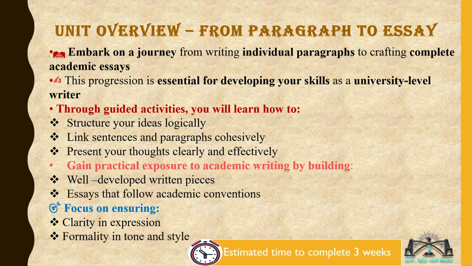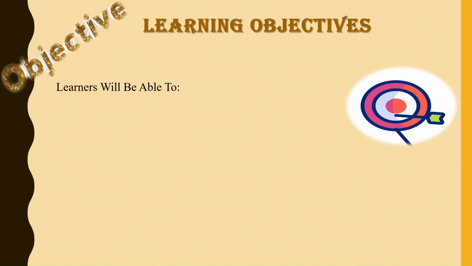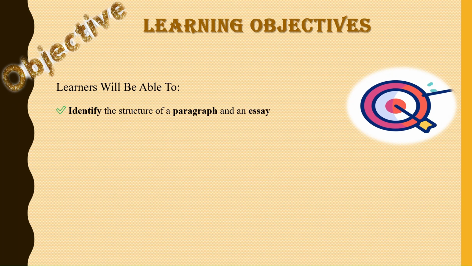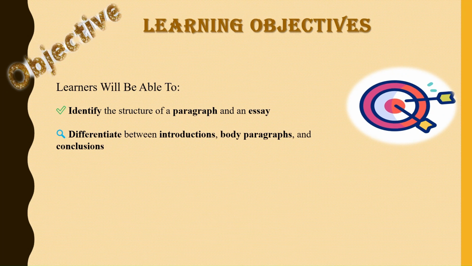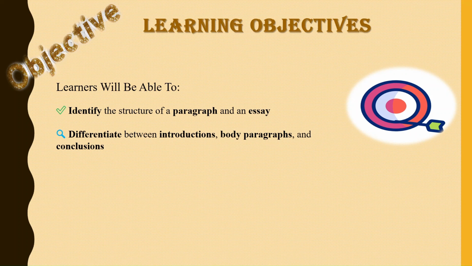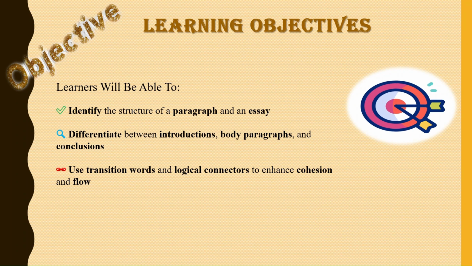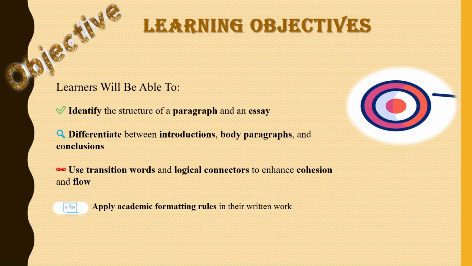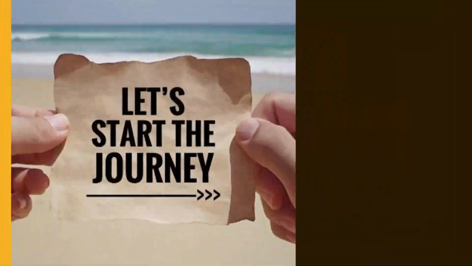The estimated time to complete this unit is 3 weeks. Now let's talk about the learning objectives. By the end of this unit, you will be able to do much more than just write paragraphs. You will be able to identify the structure of a paragraph and an essay. You will clearly differentiate between introductions, body paragraphs, and conclusions. You will also use transition words and logical connectors to make your writing smooth and cohesive. And finally, you will know how to apply academic formatting rules so your work doesn't just sound professional, it looks professional too. Ready to begin?